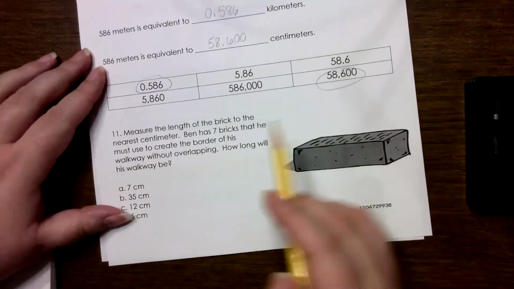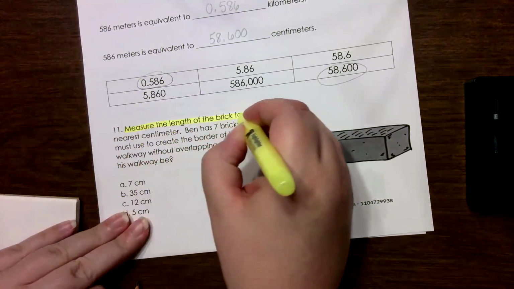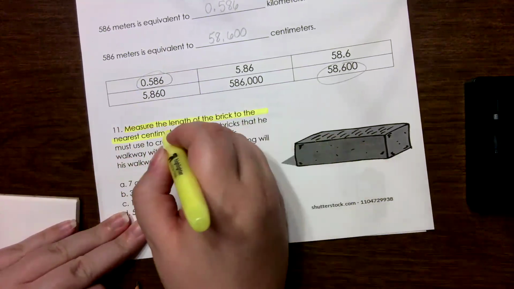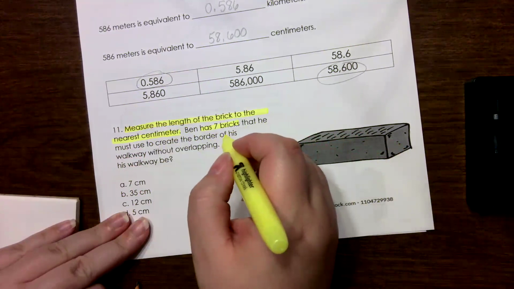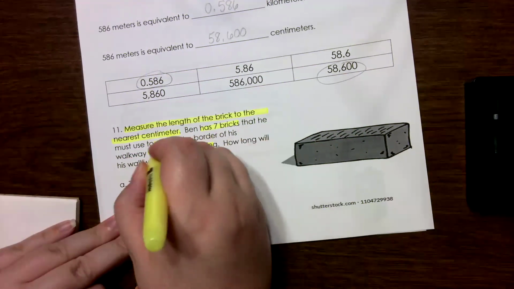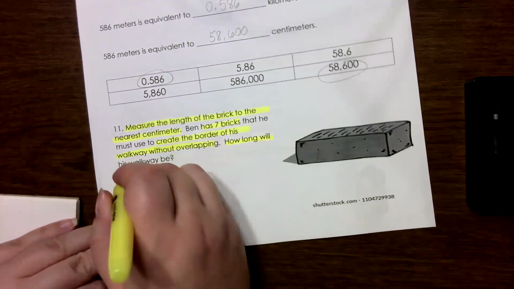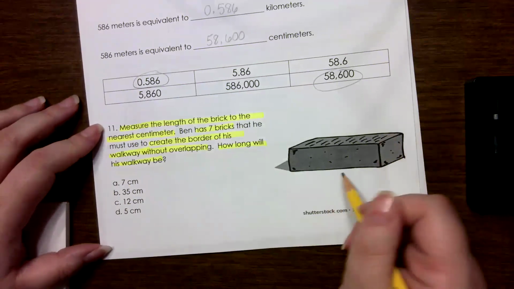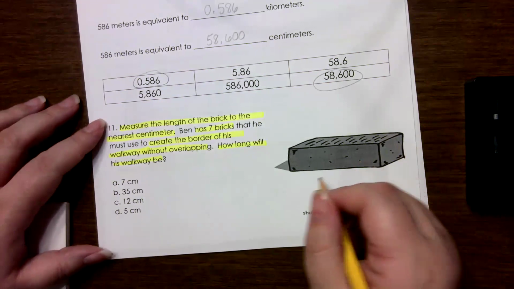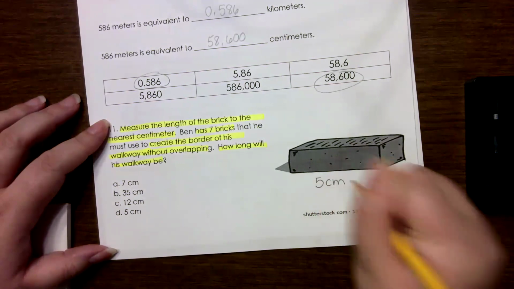Number 11. It says measure the length of the brick to the nearest centimeter. Ben has 7 bricks that he must use to create the border of his walkway without overlapping. How long will his walkway be? All right, well, let's see here. I don't have my ruler with me, but I do know that when you measure it using centimeters, it works out to be 5 centimeters.